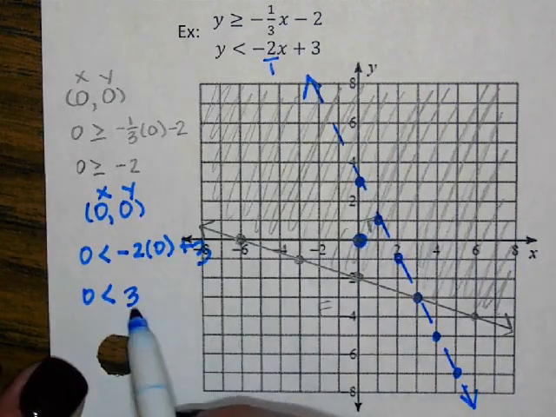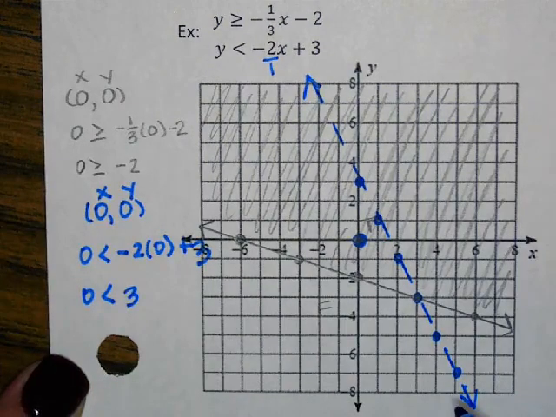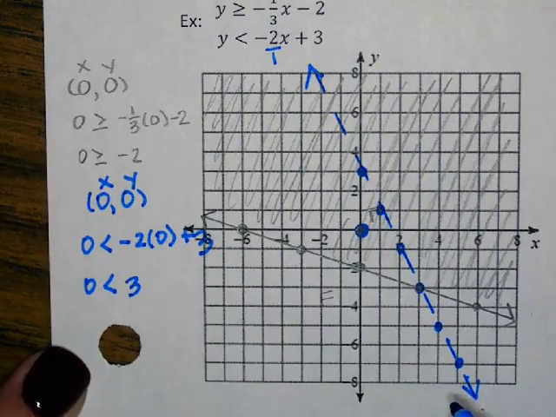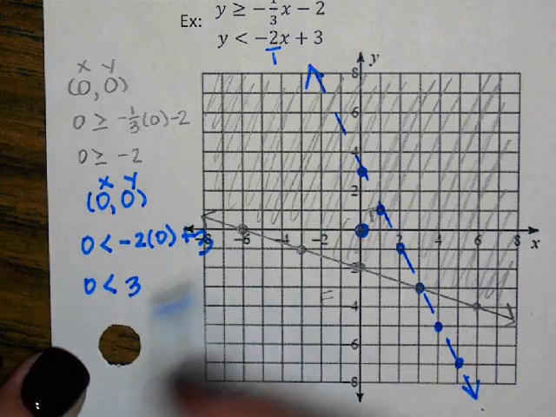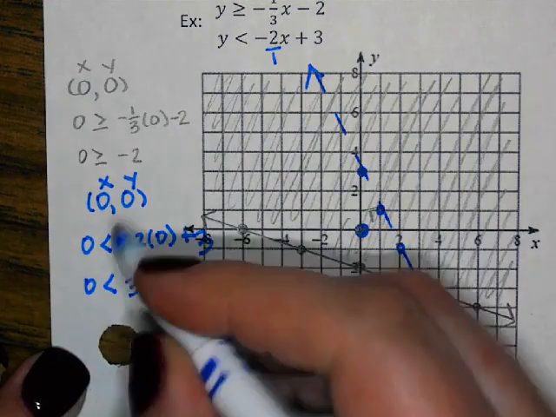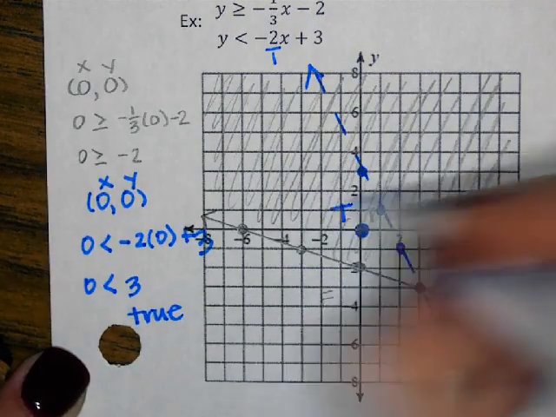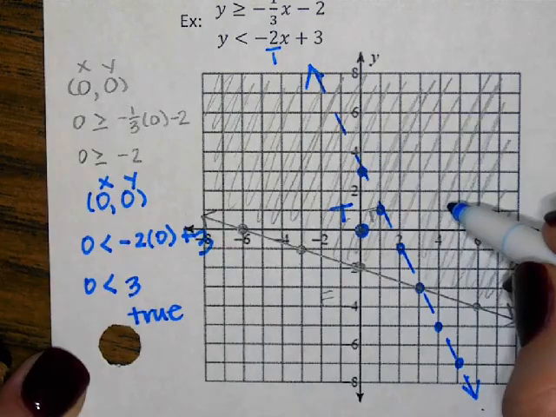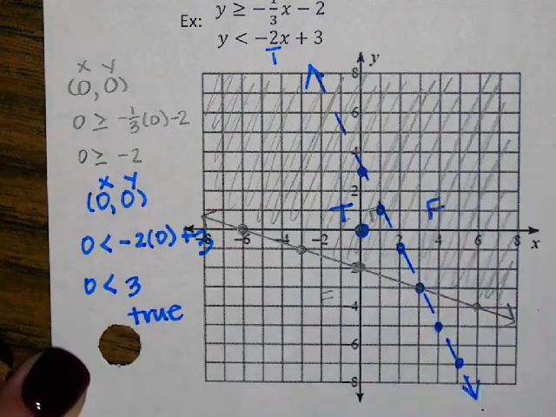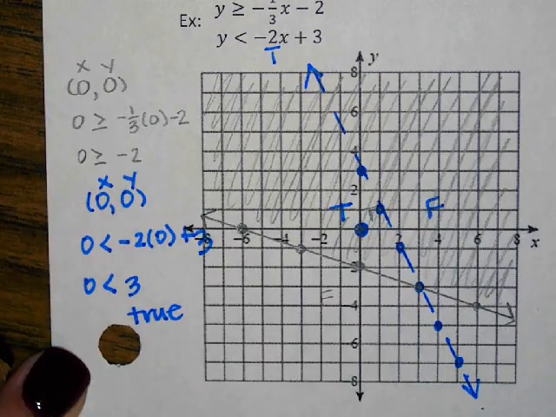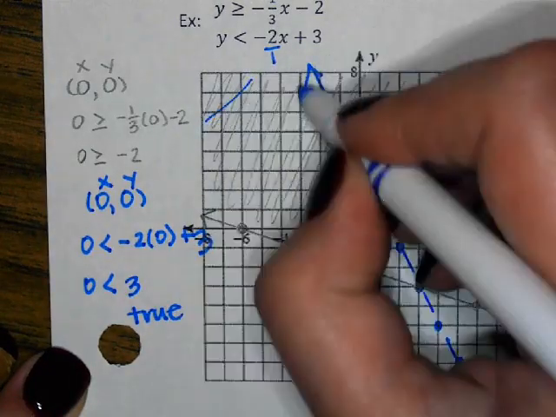So 0 plus 3 is... Anybody? It's true. 0 plus 3 was 3, and this is true. So this point right here is true. And then what does that make this side over here? False. So where do we shade? You have to write true or false every time. You do not have to if you don't feel like you need to. Okay, so we shade where it's true. So we're going to shade over here.